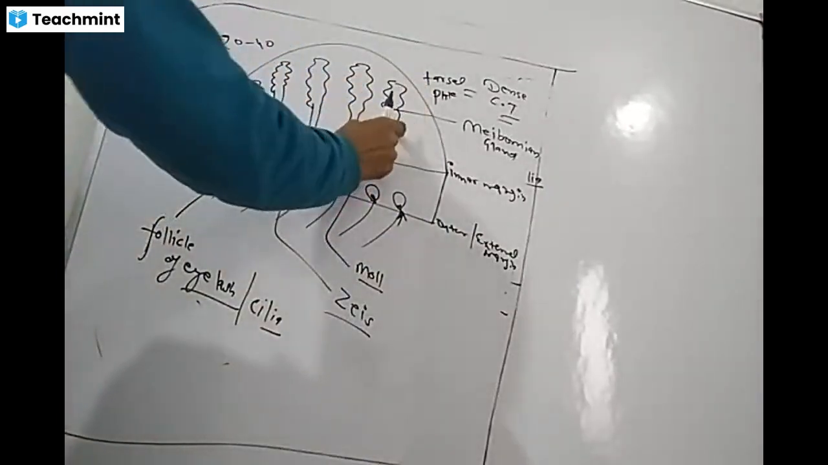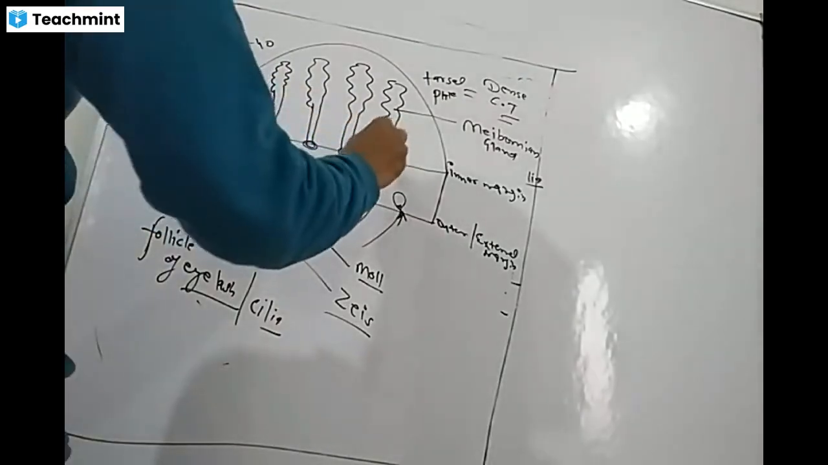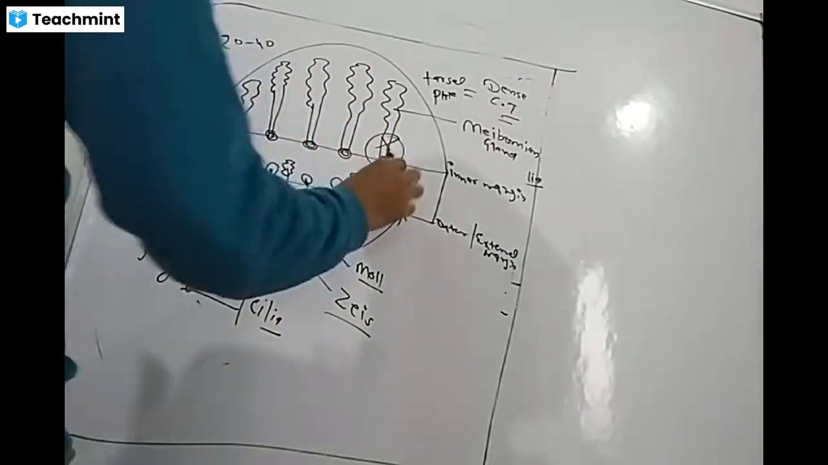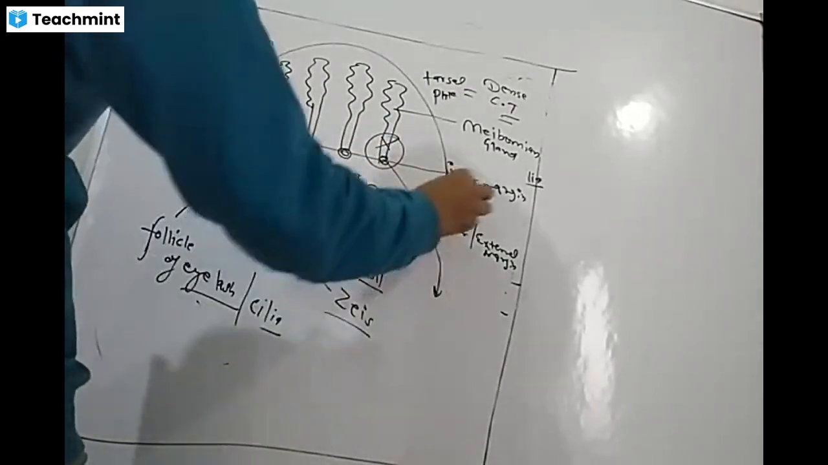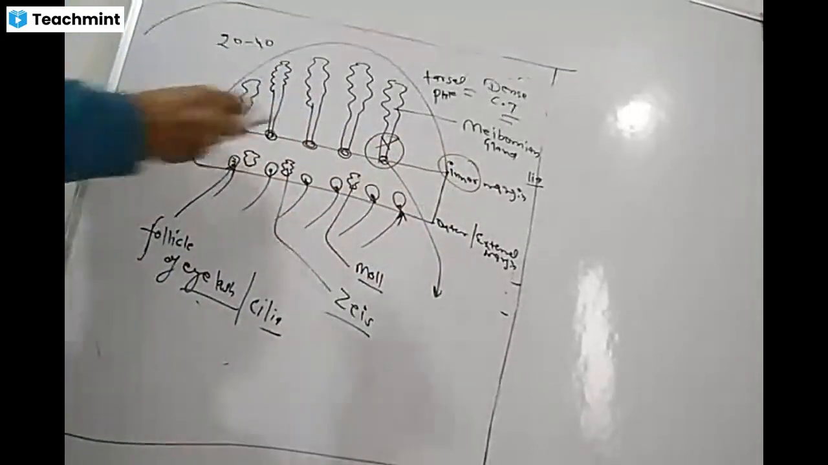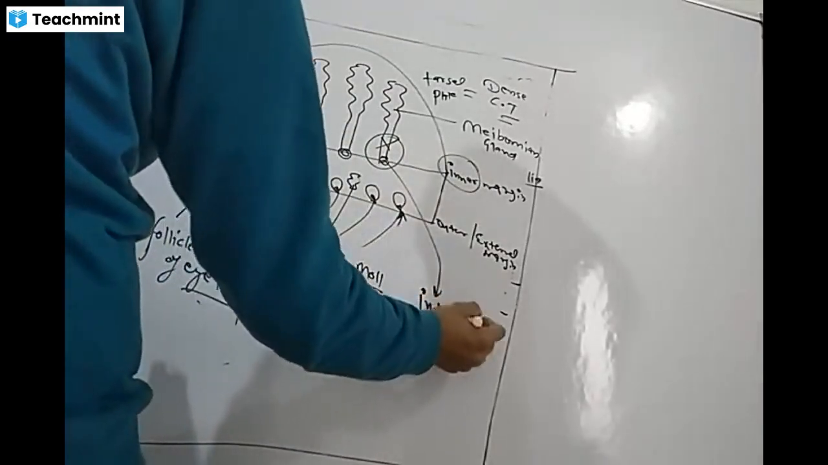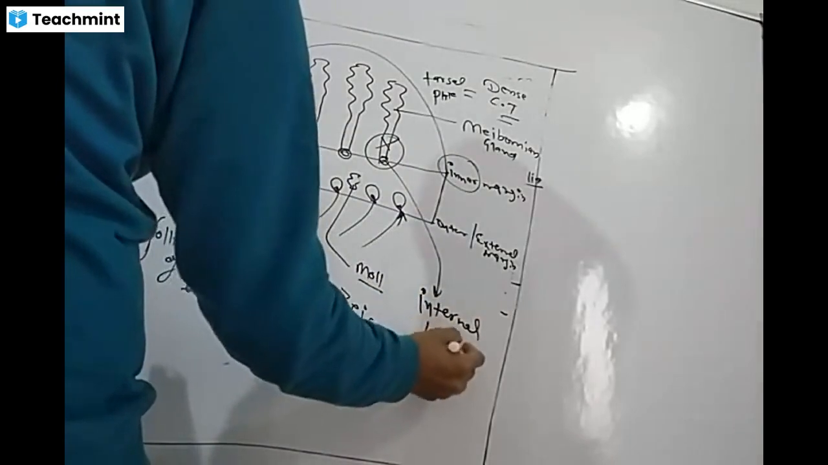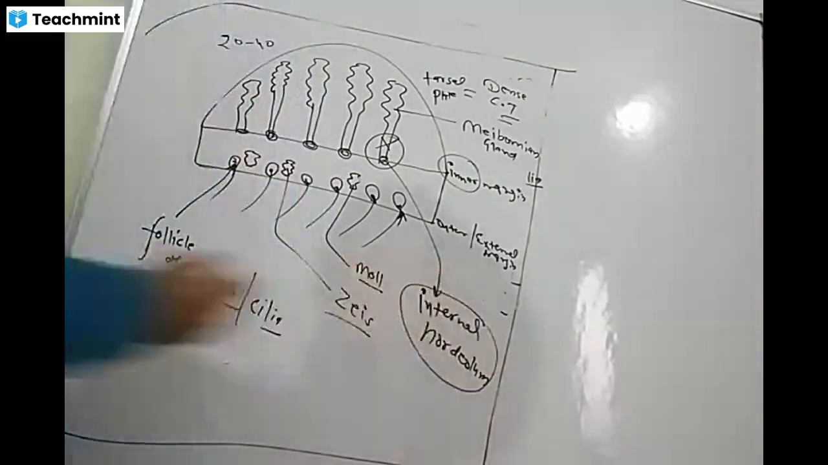With these meibomian glands, if infection happens, what happens? They are opening at the inner margin, so they are at the internal margin. So that may lead to internal hordeolum.